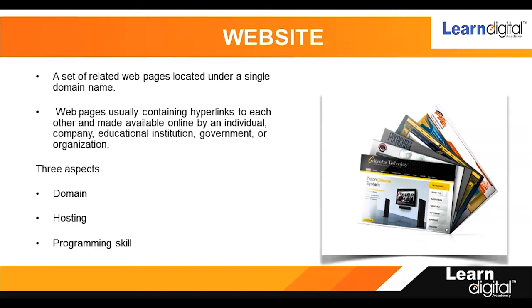But what is a website actually? We'll understand. A website is a set of related web pages located under a single domain name. Or we can say it is a group of web pages. A website is a collection of web pages where through the web pages you show information according to your requirement. Web pages usually contain hyperlinks to each other. That means they are interlinked with each other.